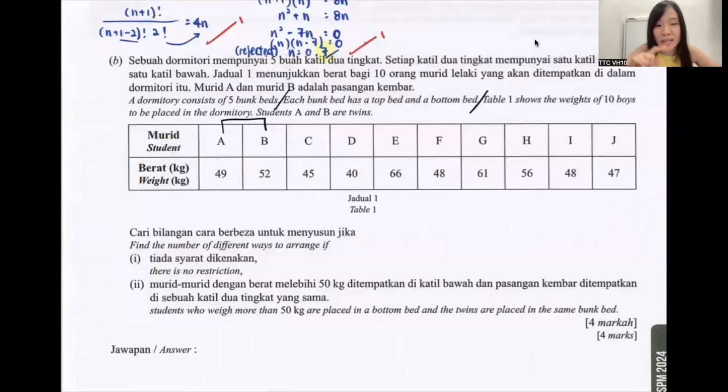So isn't it this one? Find the number of different ways. Obviously, it's P and C. But I think this is a P question. How am I so sure? Because guys, I saw the word arrange. So when they want to susun, then the arrangement is very important. Obviously, this is a P question.